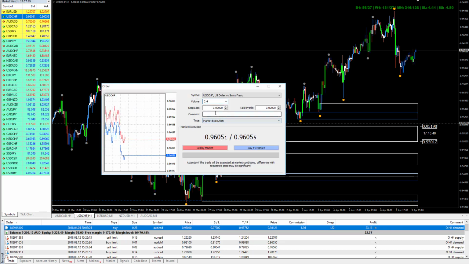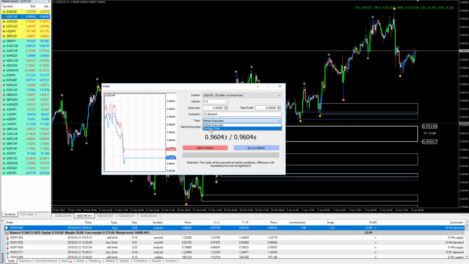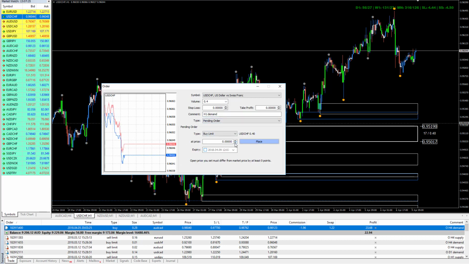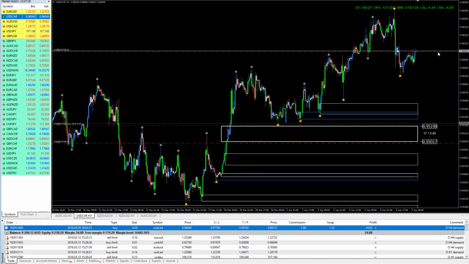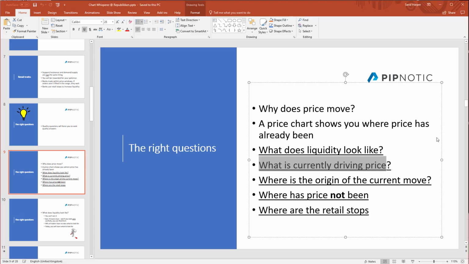This is almost half a lot. This is hourly demand. We're pending. We're buying at 95.20, with a 9,500 stop. Let's have a look at that. Got that. So now we've got that. Okay, good. So let's go back to the slides and have a look.